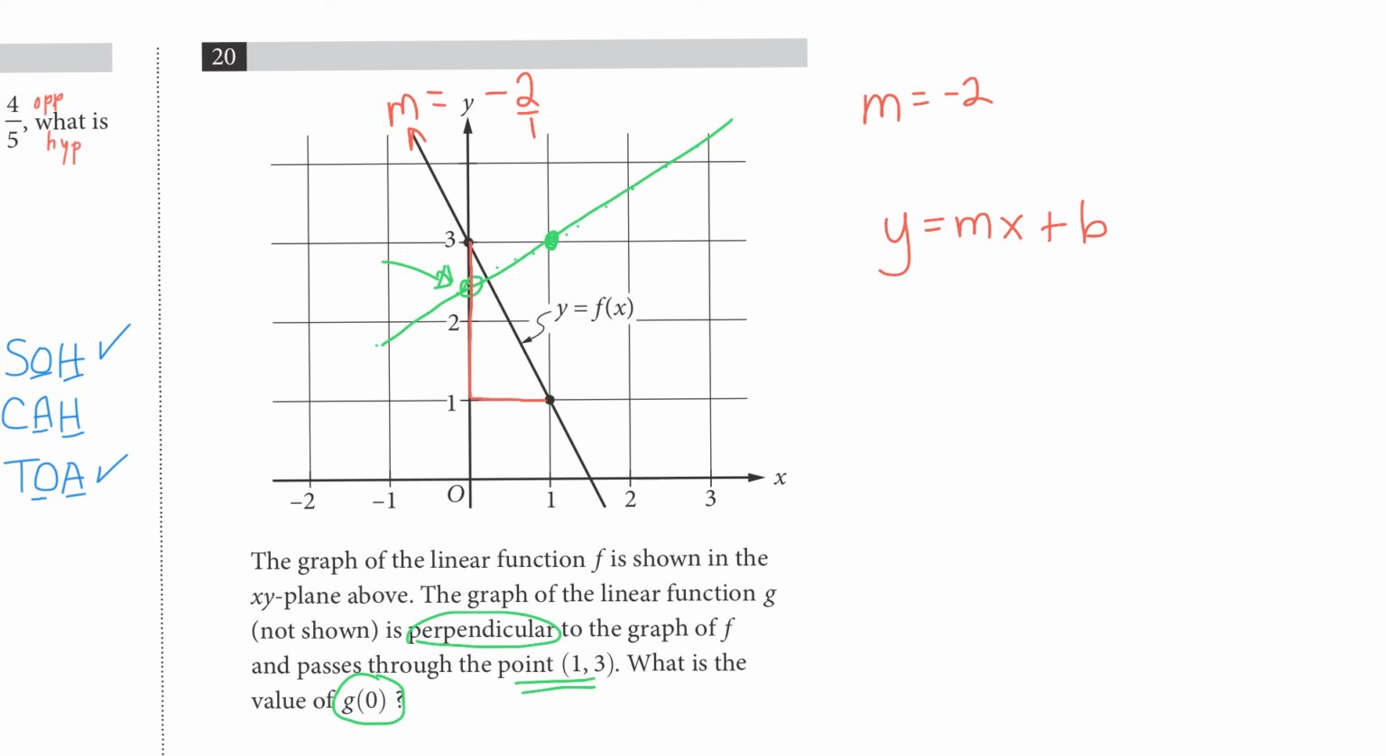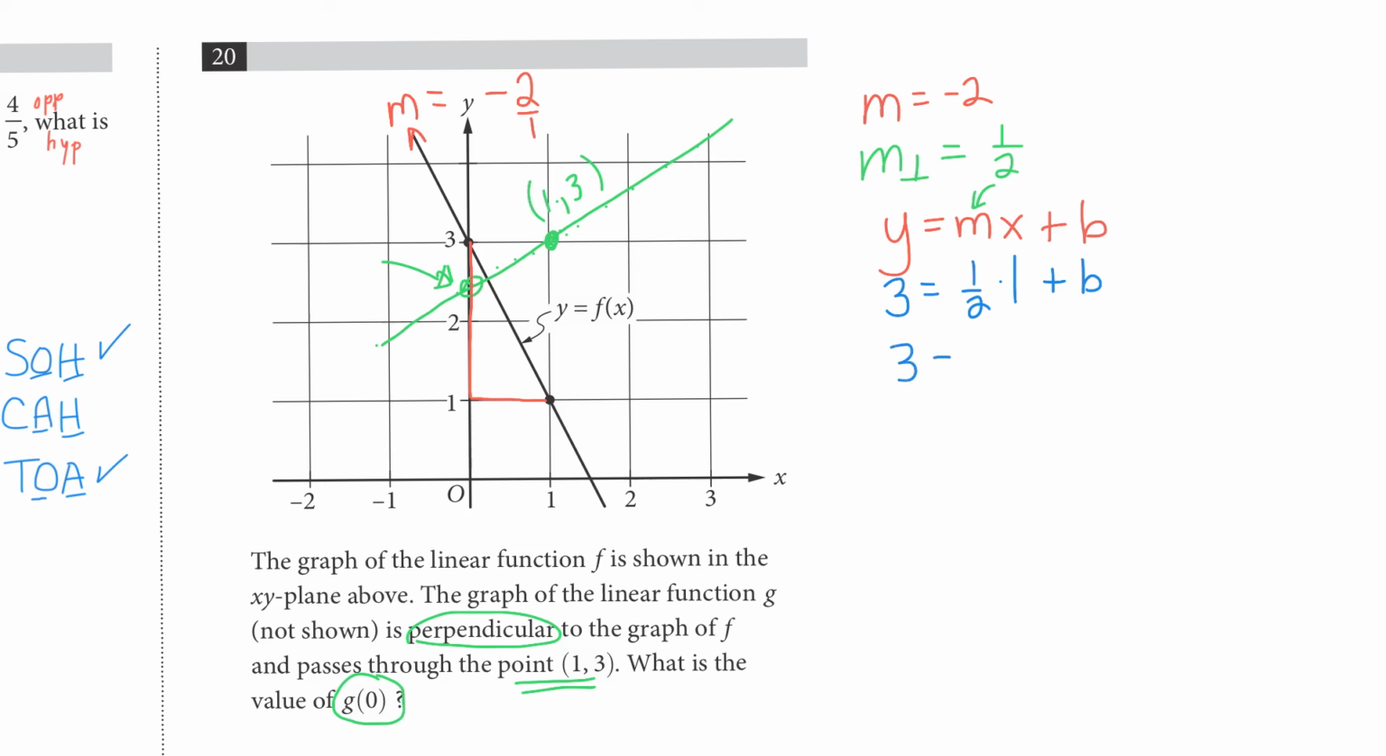So what is the slope for the perpendicular line, which is going to be the green one? The upside down t means perpendicular. So it would be the negative reciprocal of -2, which is positive 1/2. So that's what we're going to use here. And we already know that we have a point (1, 3) on that line. So when x is 1, y is 3, and the slope is 1/2, and we can find what b is, the y-intercept.